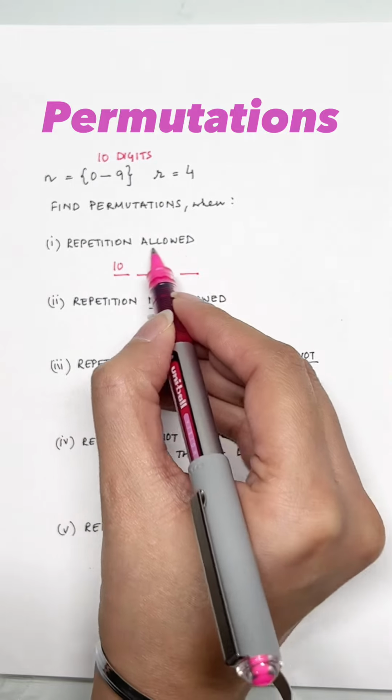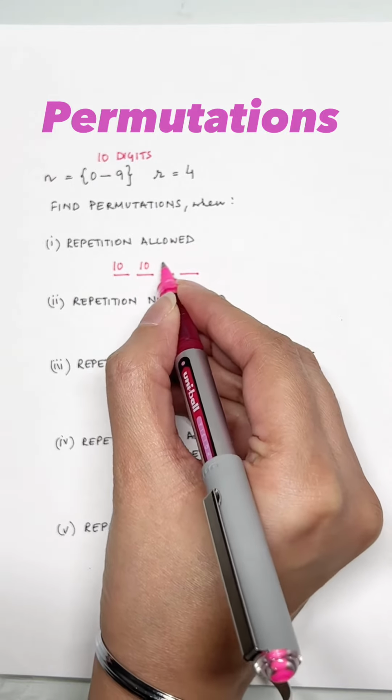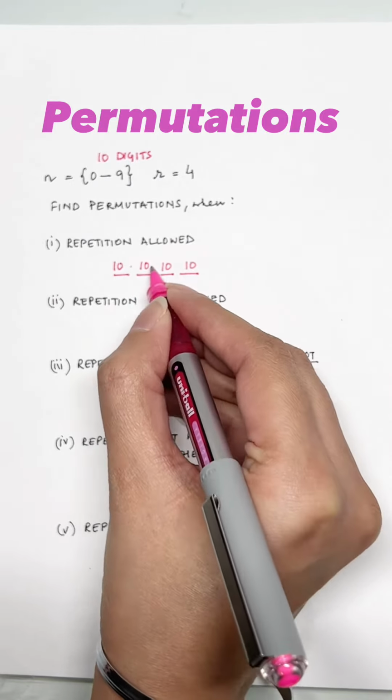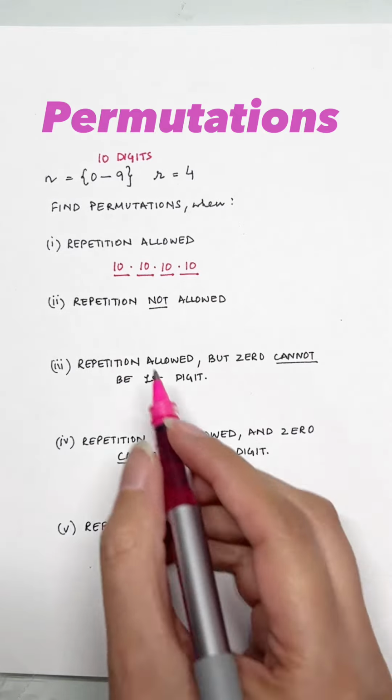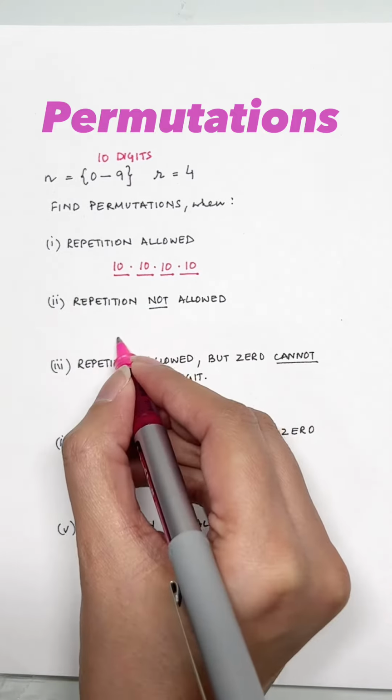If the repetition is allowed, you know the first choice is always 10 numbers, and repetition allowed means 10 choices for each seat. So 10 into 10 into 10 into 10.